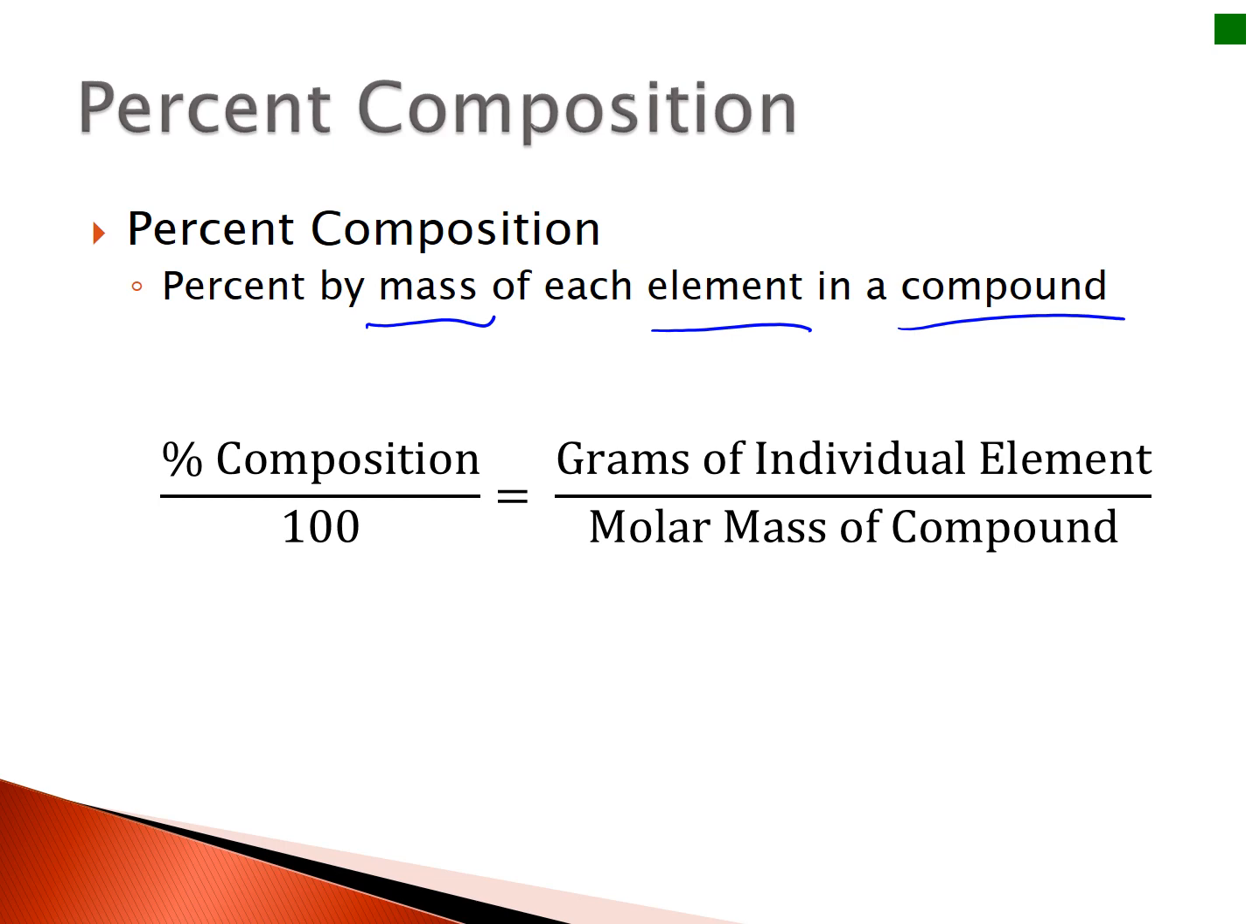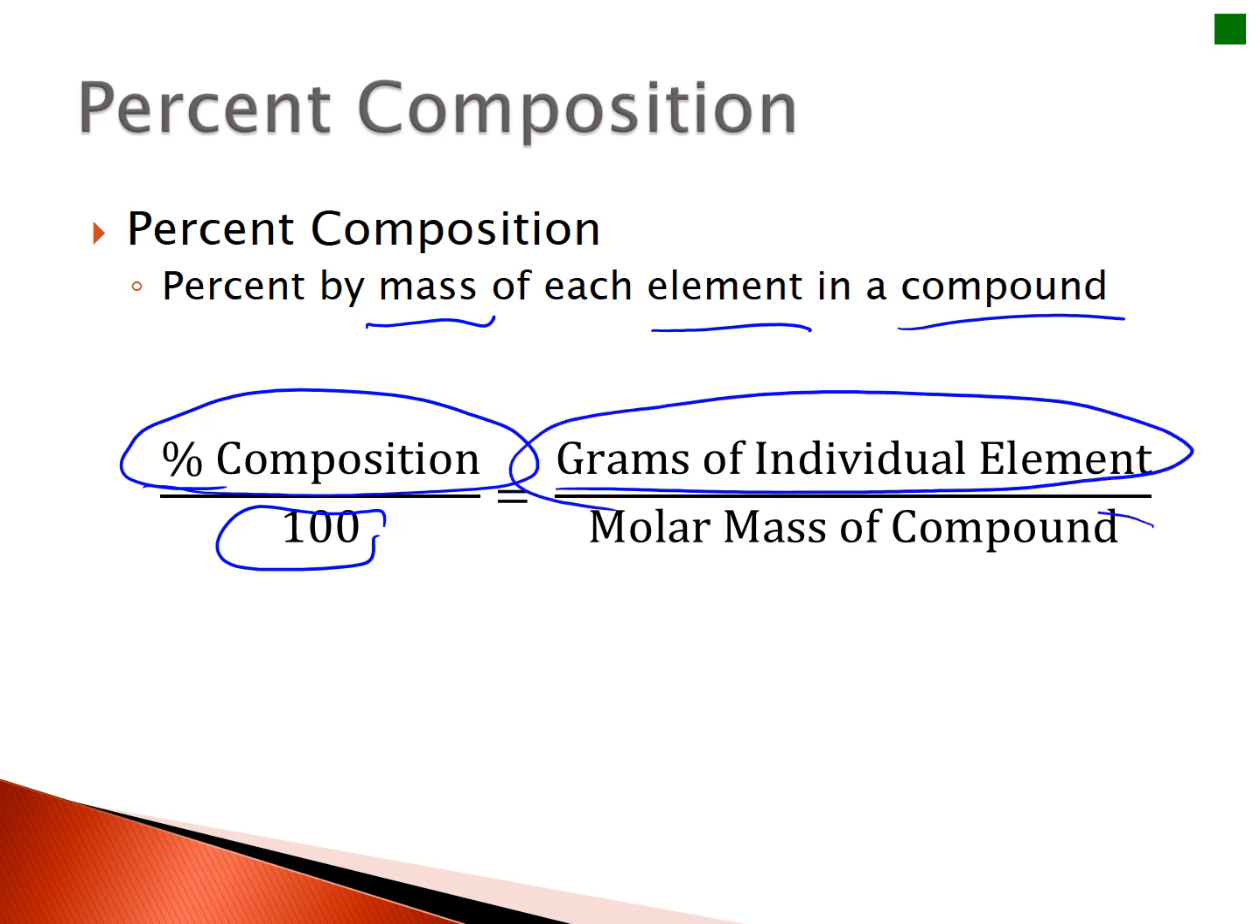Okay, so the formula that we're going to be using is the percent composition over 100 equals the grams of that individual element over the total molar mass. And by the grams of the individual element, we're including all of the grams that particular element contributes. So if there's two oxygens in a particular compound, it would be the total mass, so it would be 2 times 16. It just wouldn't be 16.